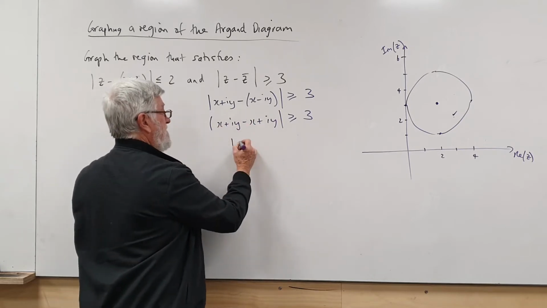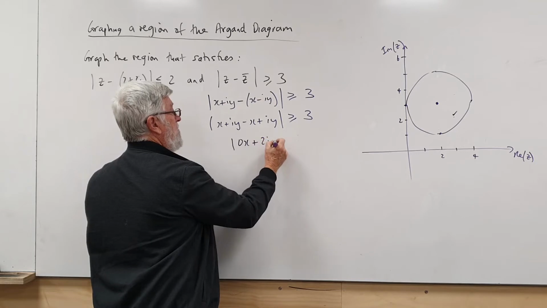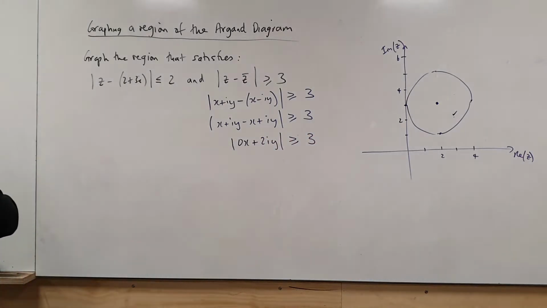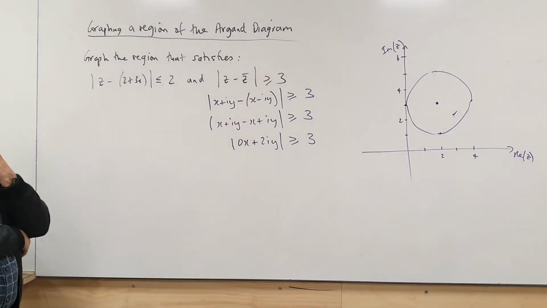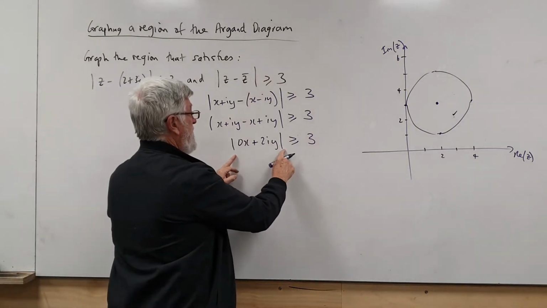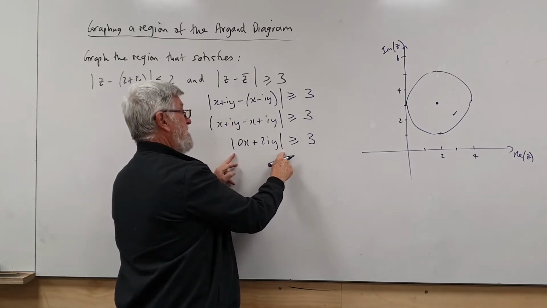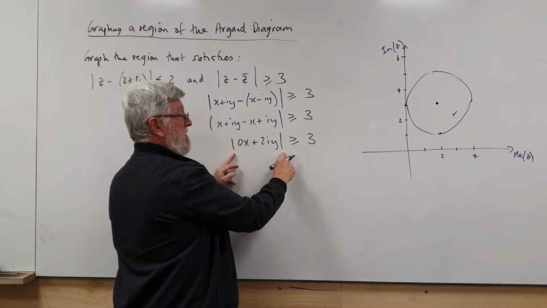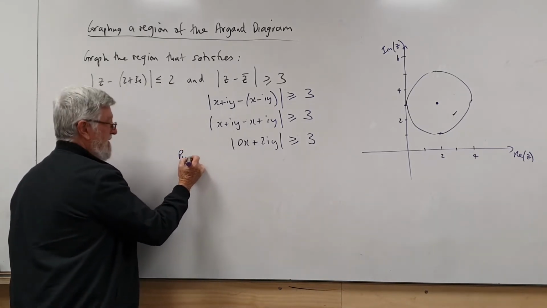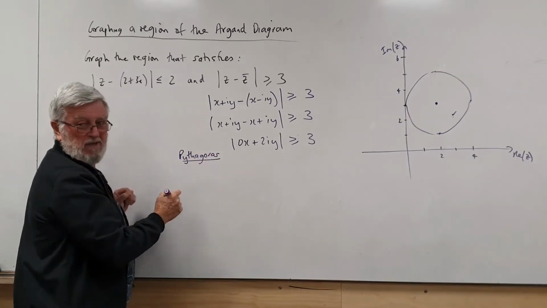So it's actually, I'm going to call it 0x plus 2iy is greater than or equal to 3. Well, what's that? Still no help to your brain, probably. Square both. What's this? We can talk about what it means, but in practicality, what do we do every time we see that? Starts with P. Pythagoras.